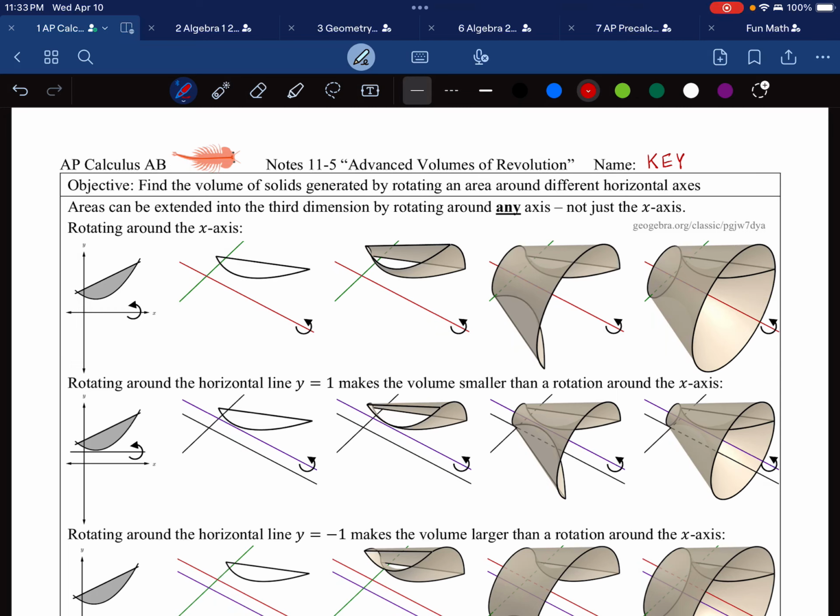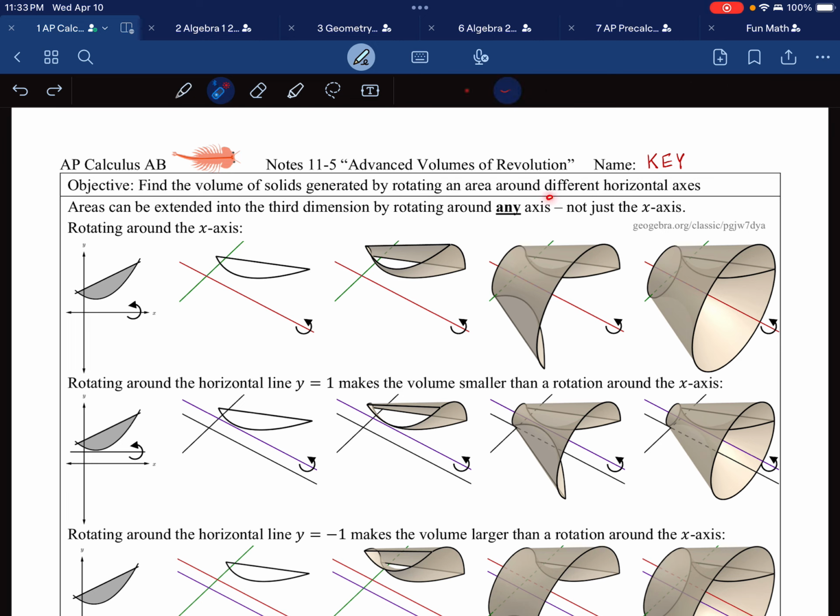This is AP Calculus AB. We are on our notes for 11-5, Advanced Volumes of Revolution. This is the very last new lesson for AP Calculus AB in this curriculum. Our objective today is to find the volume of solids generated by rotating an area around different horizontal axes today.